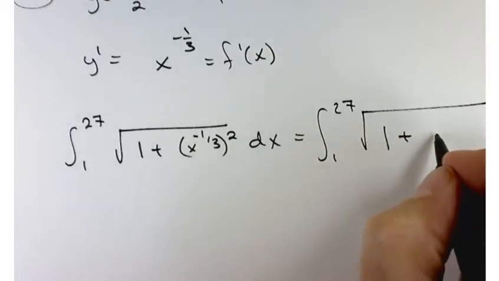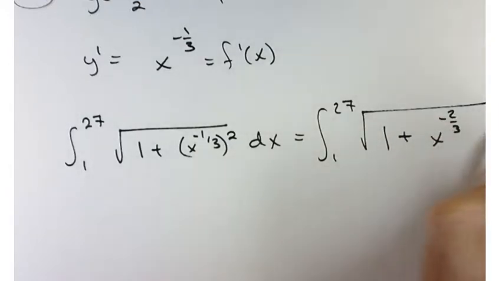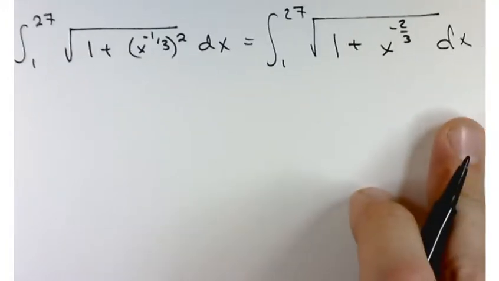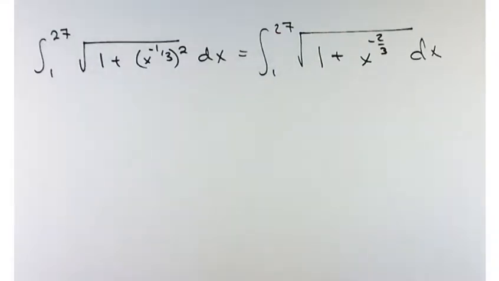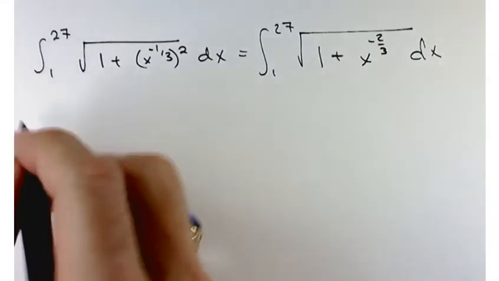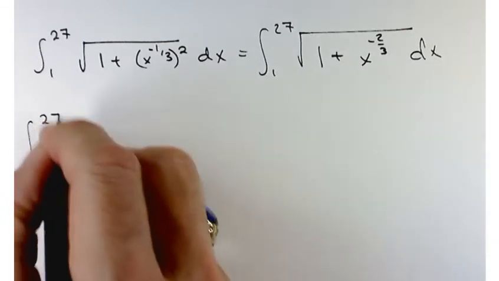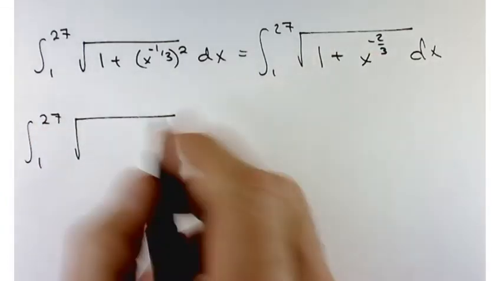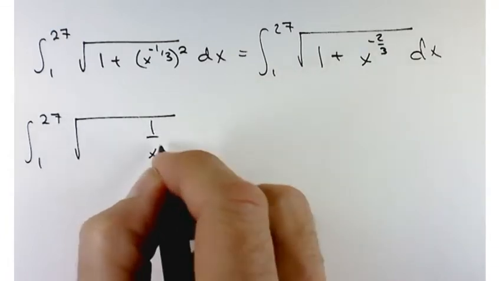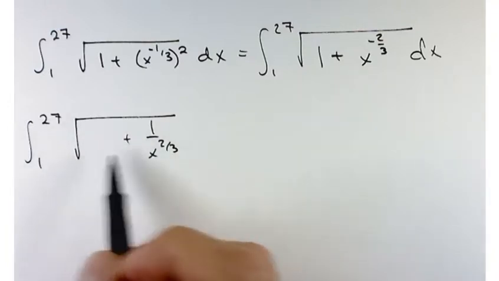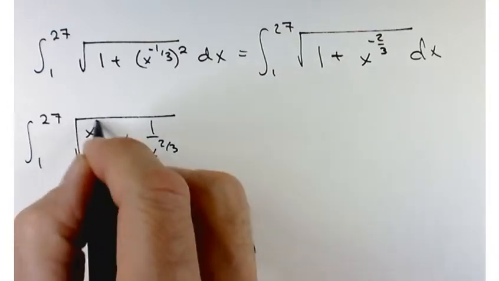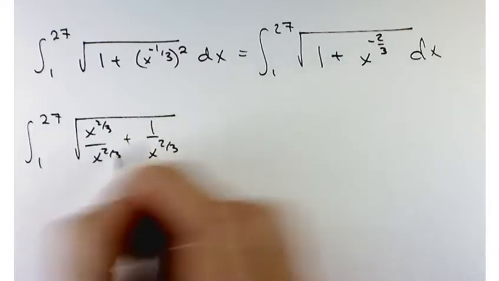They multiply. So it's going to be x to the negative 2/3. Still have that dx there. Let's keep going. What I'm going to do is try and add these things together. I'm going to need a common denominator to do that. Now, this term you might recognize as 1 over x to the positive 2/3. And in order to add these things together, I'll write this as x to the 2/3 over x to the 2/3.